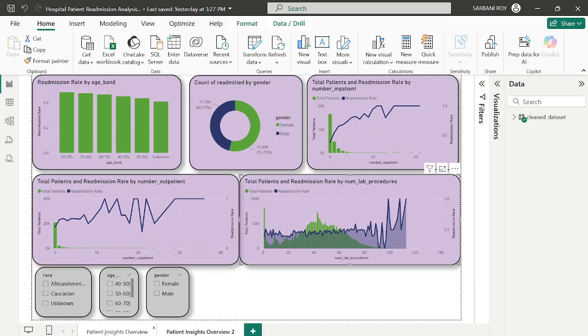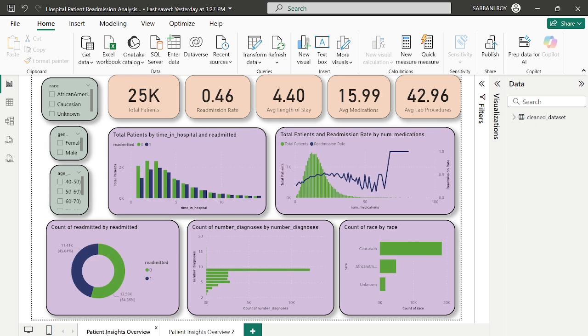So, now again coming back to the first page. The business recommendation here is based on the insights of the dashboard. My recommendations are: first, prioritize high risk patients. Patients with high medication counts or high diagnostic counts should receive targeted follow-up calls and personalized care plans.